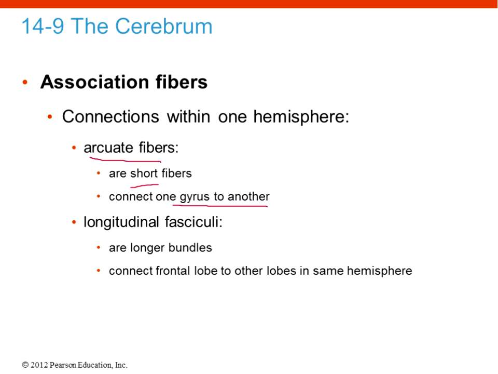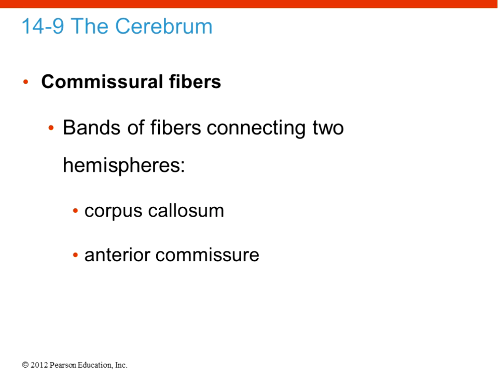So the arcuate fibers are very short that connect one gyrus to another, and longitudinal fasciculi are longer bundles that may connect, for instance, the frontal lobe to some other, occipital lobe in the same hemisphere. But they're not going to cross over. They're going to stay within one hemisphere. Okay? So that's association fibers.